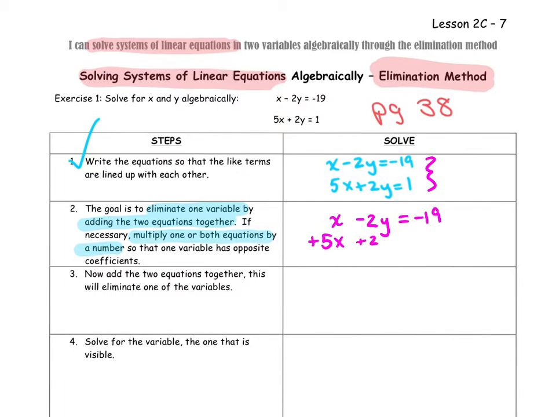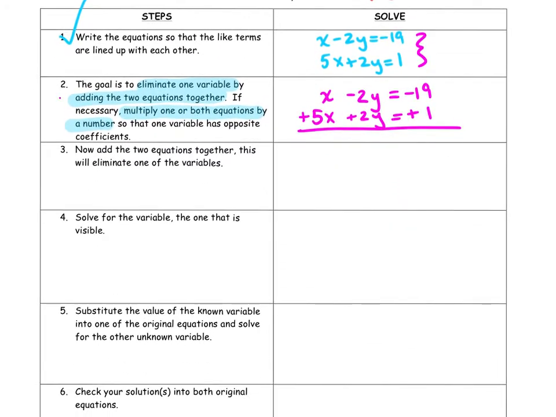Again, everything is being added. Okay, well, let's see. If we add the two equations together, the whole point is to eliminate one of the variables. So we have x plus 5x is 6x. There's a 1 here. So we have 6x. We have negative 2y plus 2y. Guys, remember, that part is the opposite coefficients. Negative 2 is opposite positive 2, so that's 0.